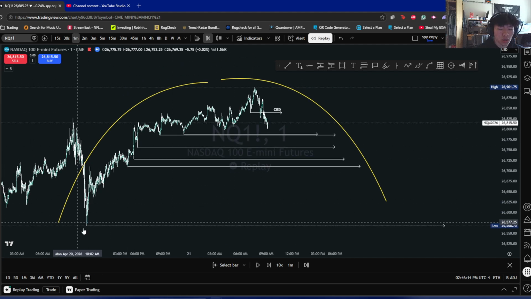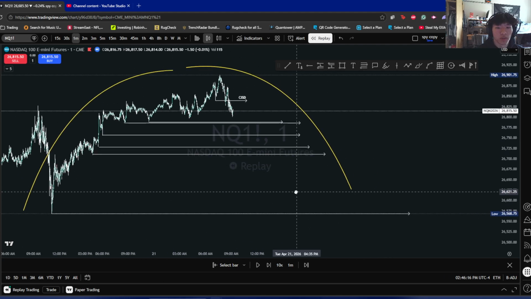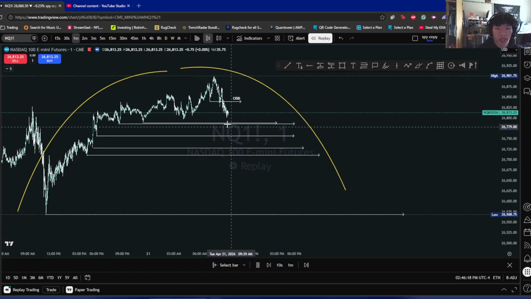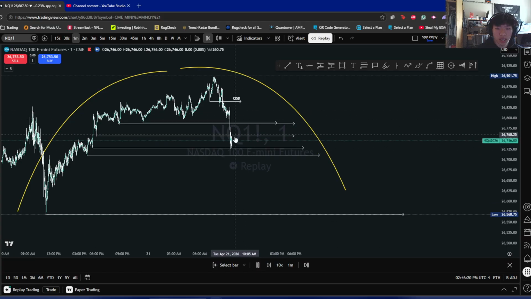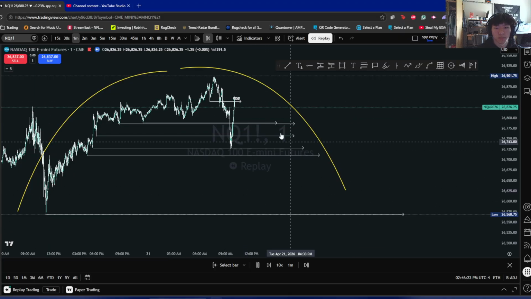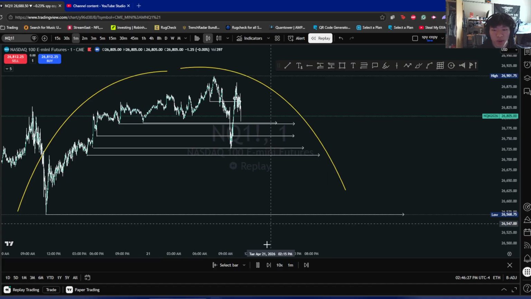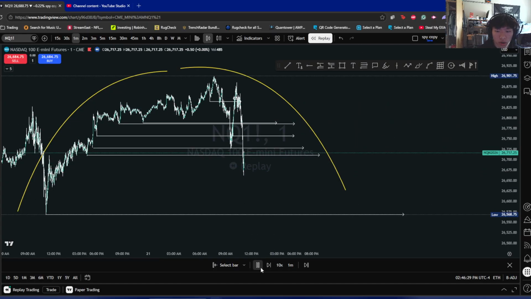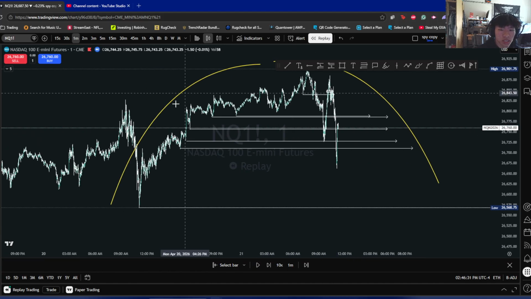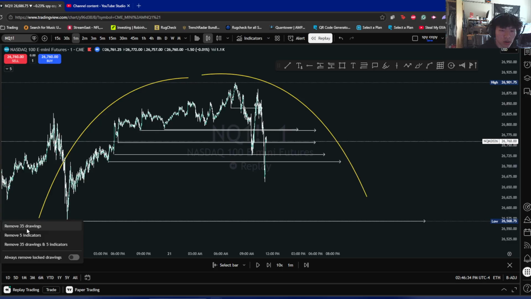Because this is the start of the creation of the market maker sell model. As you can see, all of these engineered liquidity gets absolutely ran through. You see price may come up, take out liquidity up here to have more movement to fall lower, okay? This is an example of a market maker buy model.